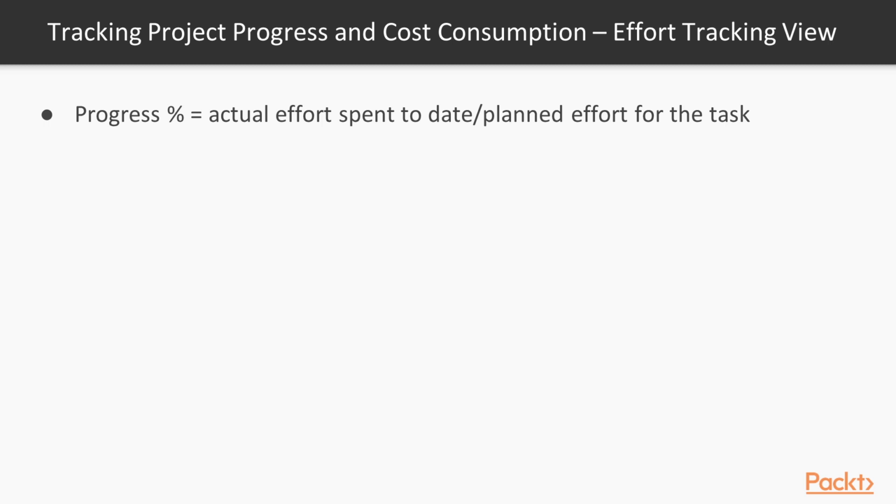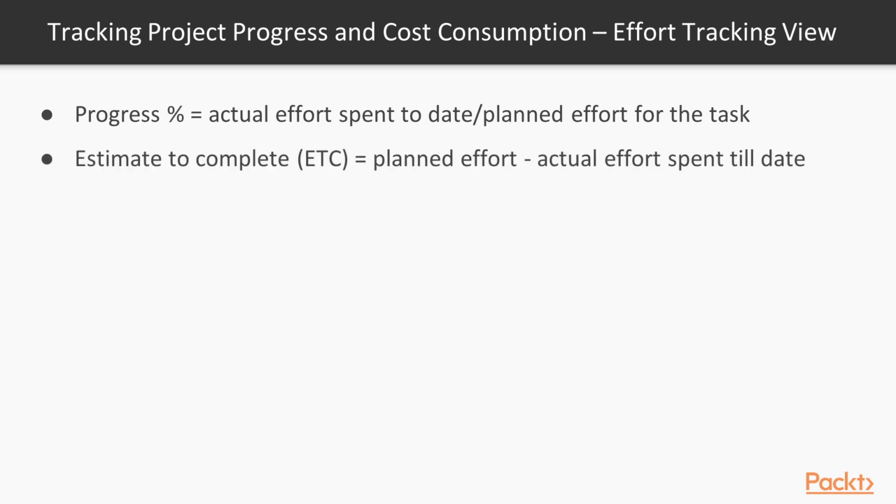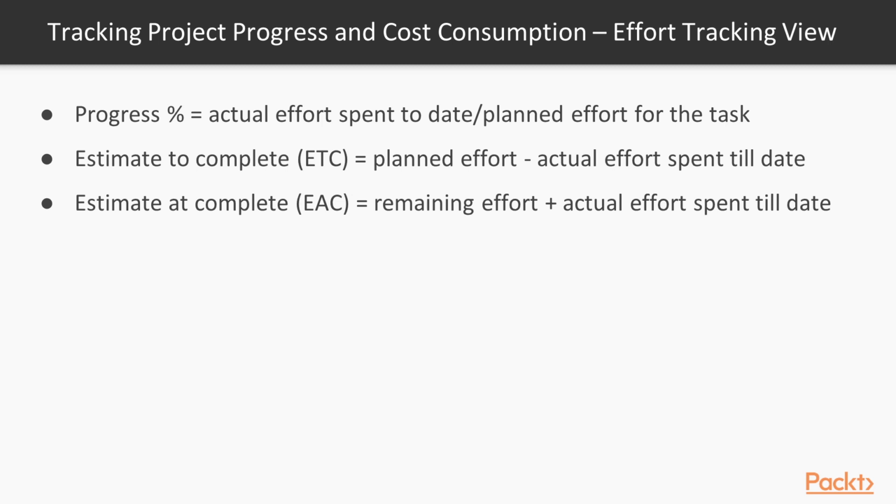Progress percentage is equal to actual effort spent to date divided by the planned effort for the task. Estimate to complete is equal to planned effort minus actual effort spent till date. Estimate at complete, which is EAC, is equal to remaining effort plus actual effort spent till date. Project effort variance needs to be calculated, which is equal to planned effort minus EAC, the estimate at complete.